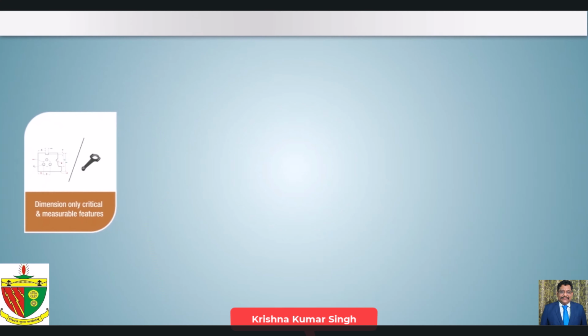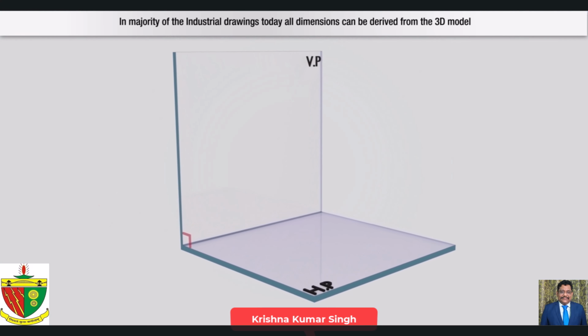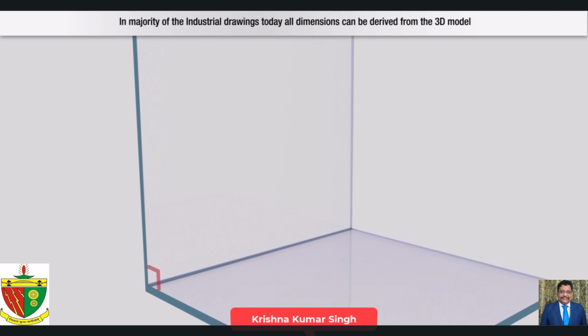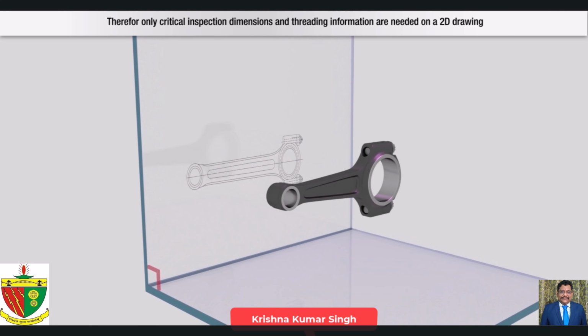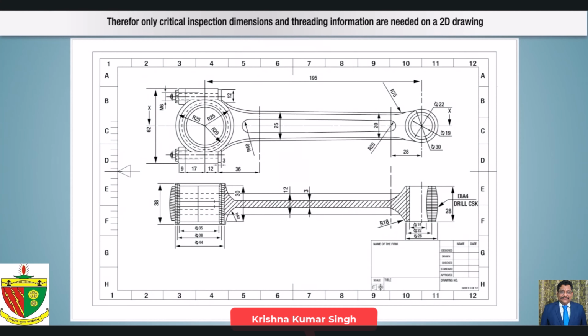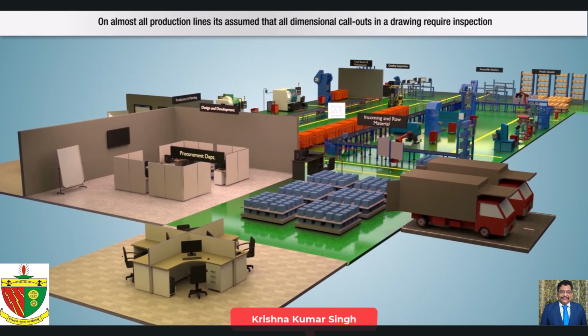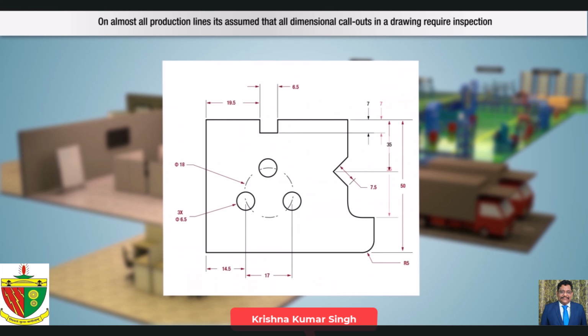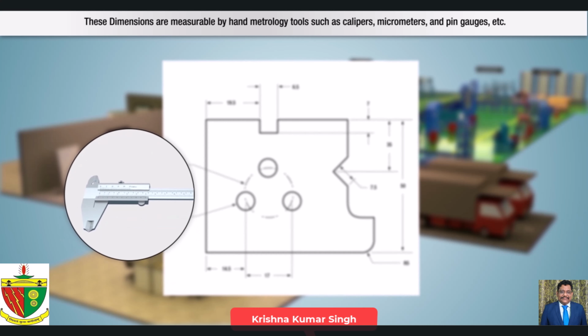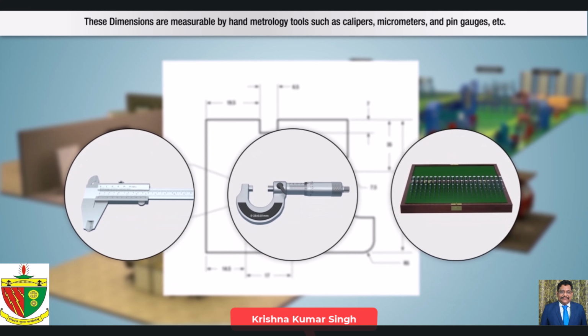Dimension only critical and measurable features. In the majority of industrial drawings today, all dimensions can be derived from the 3D model. Therefore, only critical inspection dimensions and threading information are needed on the 2D drawing. On almost all production lines, it's assumed that all dimensional callouts in the drawing require inspection. These dimensions are measurable by hand metrology tools such as calipers, micrometers, and pin gauges, etc.